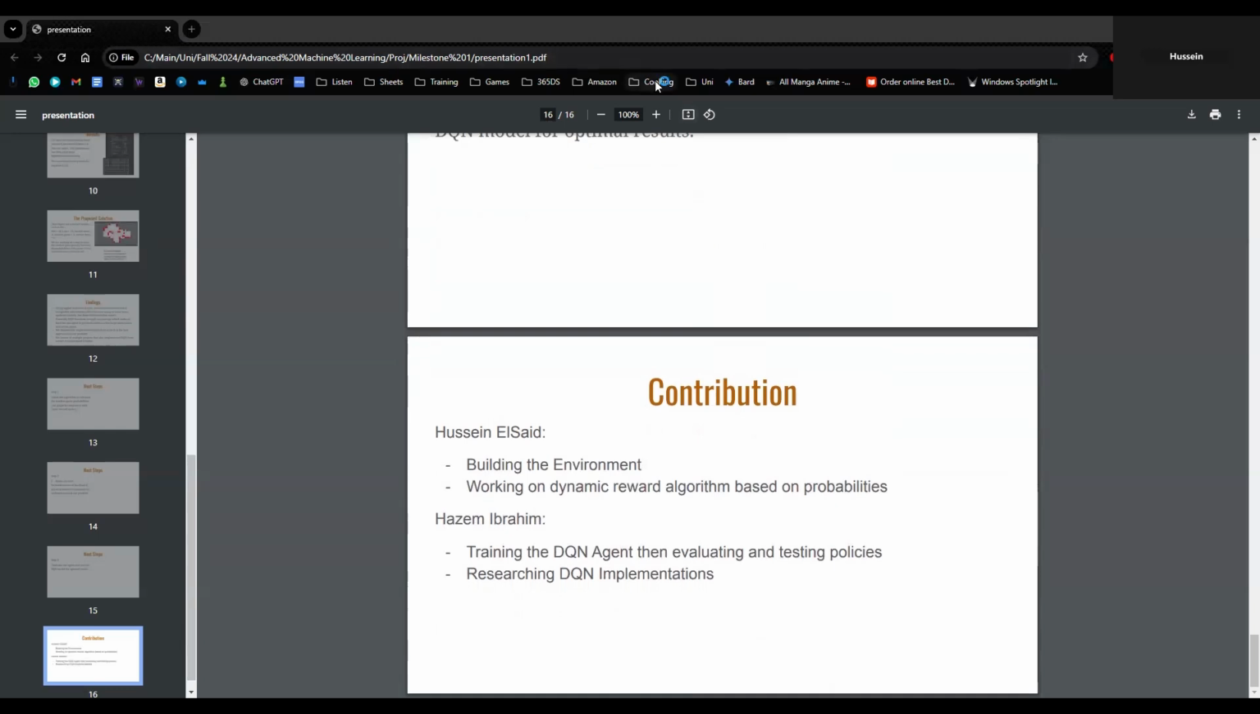These are our contributions. I built the environment and worked on the algorithm to calculate the dynamic rewards. And I worked on the DQN agent and evaluating and testing the policies and researching future DQN implementations.